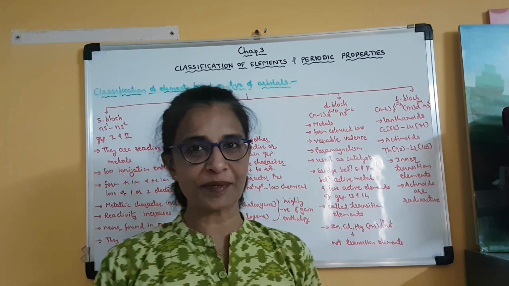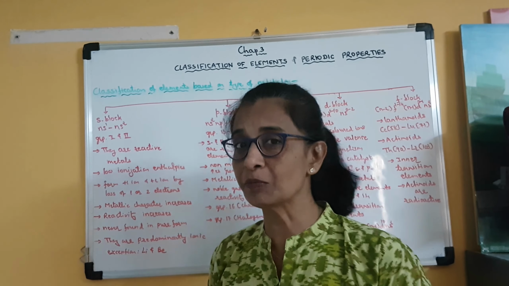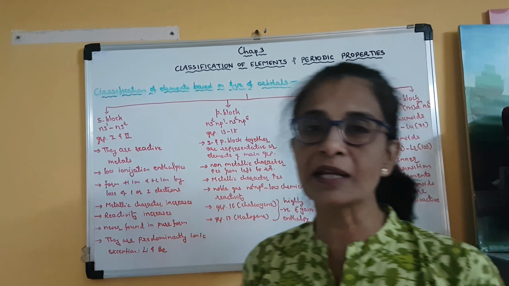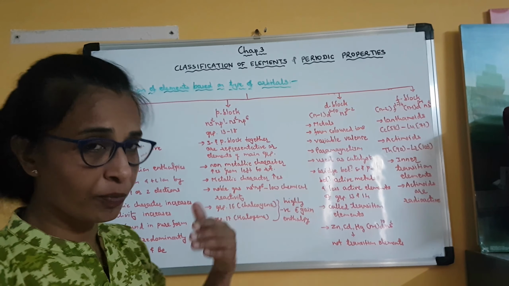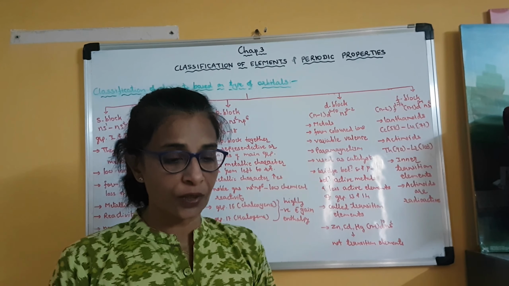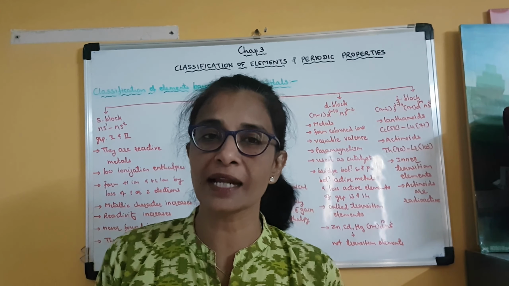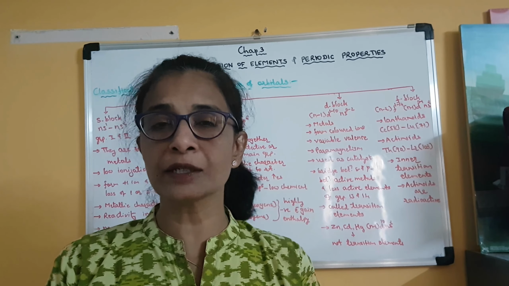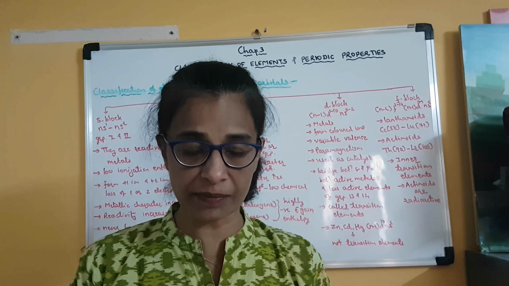Hello, good morning everybody. Let us continue with the very important topic of the third chapter, that is classification of elements and periodicity of properties, or periodic properties. In this chapter we have studied so far that elements are classified into 7 periods and 18 groups according to the modern periodic table, or long form of the periodic table.